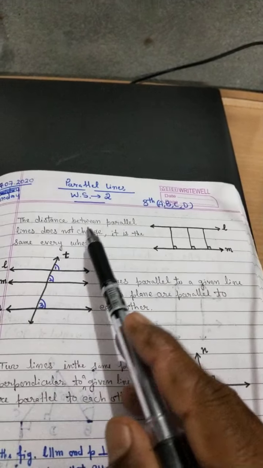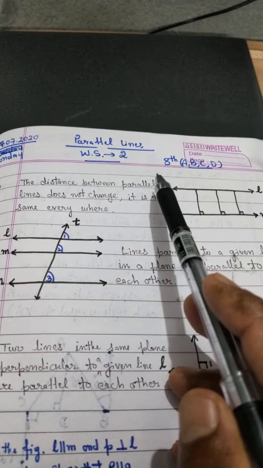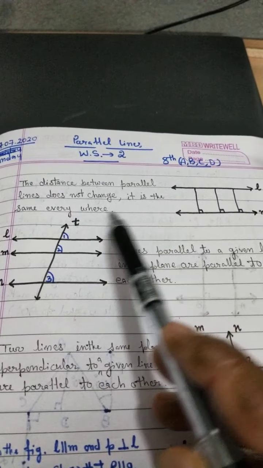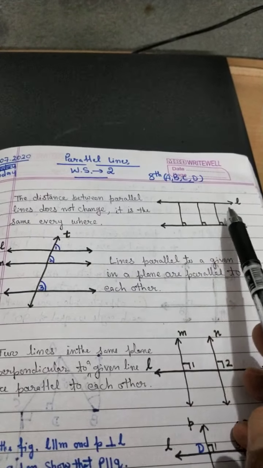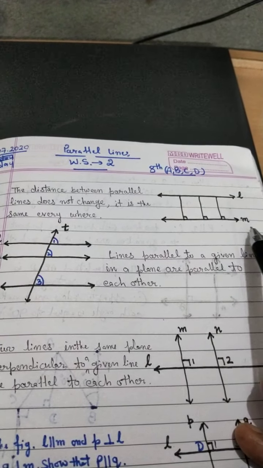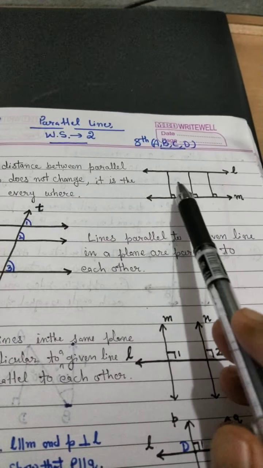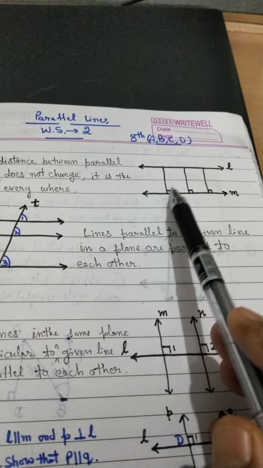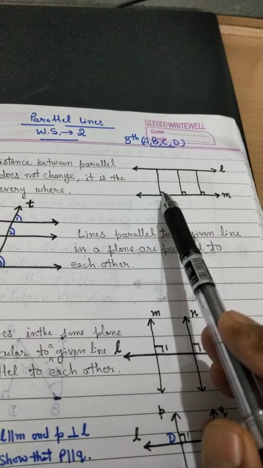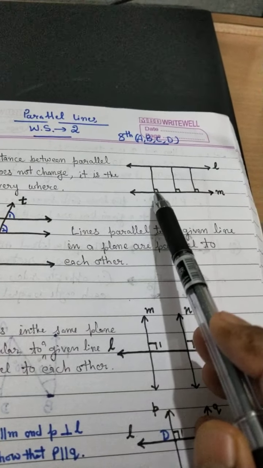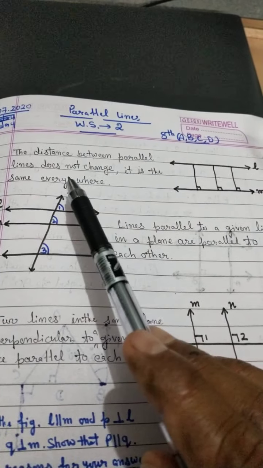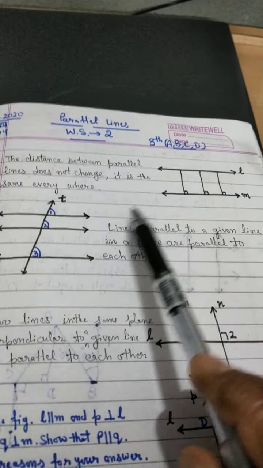Now today, worksheet 2 for all sections 8. The distance between parallel lines does not change. It is the same everywhere. Here L and M are parallel lines. If we draw perpendiculars on these parallel lines, their distances are equal. If you measure with the help of a scale, their distance will be equal. So the distance between parallel lines does not change. It is the same everywhere.